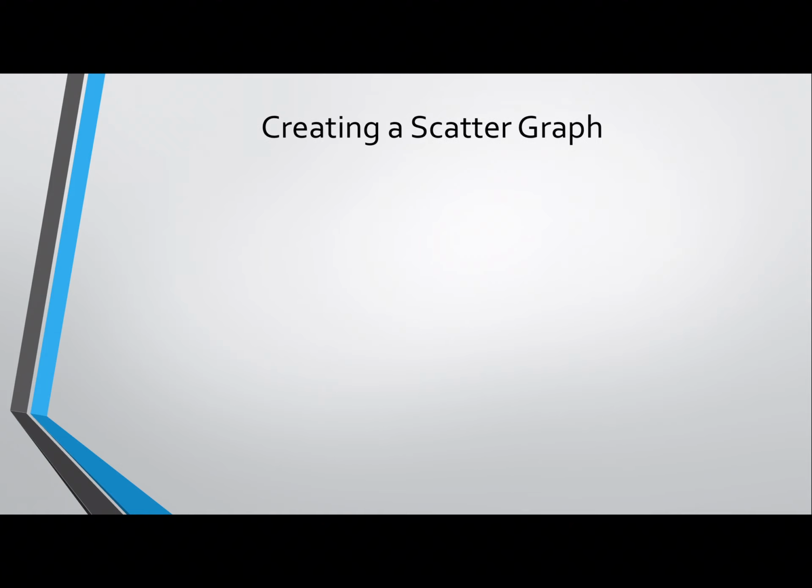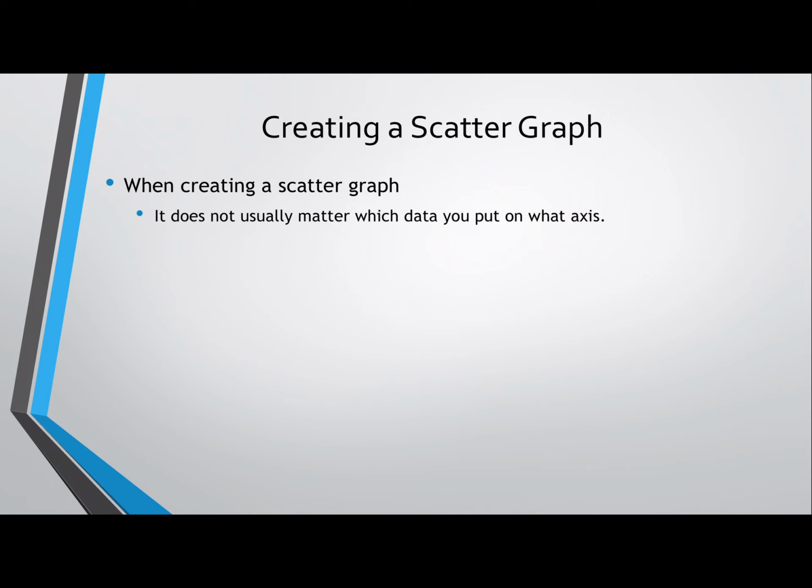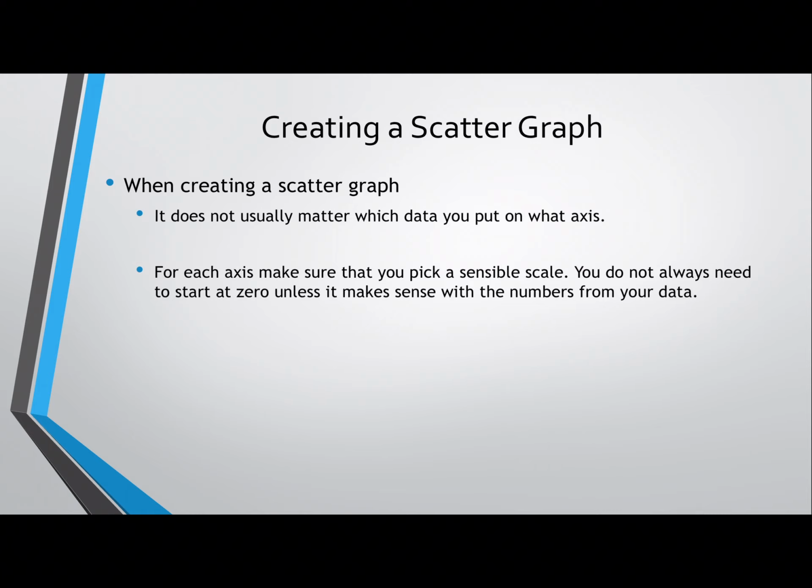So how do we create a scatter graph? When creating a scatter graph, here are some tips. It doesn't usually matter which data you put on which axis. So if we look at that one, height and weight, we could have swapped those round. It doesn't actually matter. For each axis, you need to make sure you pick a sensible scale, and you don't always need to start at 0 unless it makes sense for your numbers to start at 0.